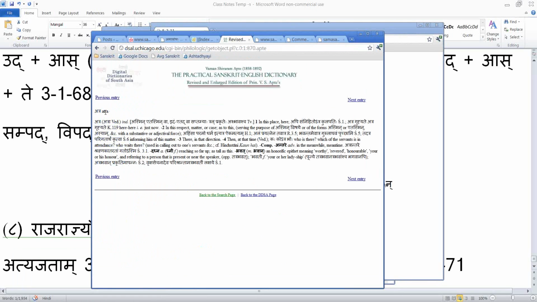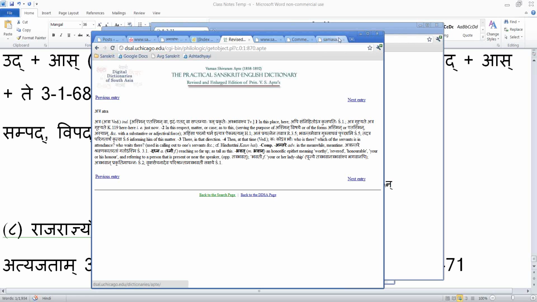It says asmin, etasmin va. He also gives idam and etad va. Saptamyastral prakritehe ashbhavascha. This is from Vachaspatyam, by the way. When Apte puts things from Vachaspatyam, a lot of these things in brackets may not be original Apte. These are probably not original; these are from the Vachaspatyam. So he says idam, etad va, saptamyastral prakritehe ashbhavascha.